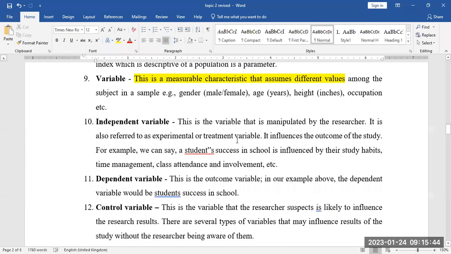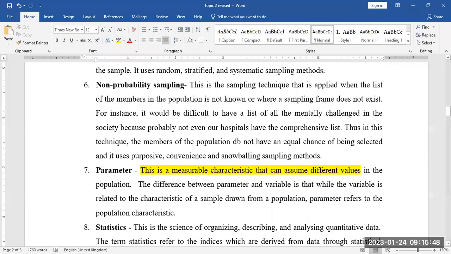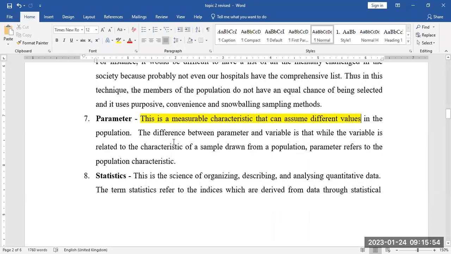What is the difference? The difference between parameter and variable is that while the variable is related to characteristics of a sample drawn from the population, a parameter refers to population characteristics. That is the difference between the two.